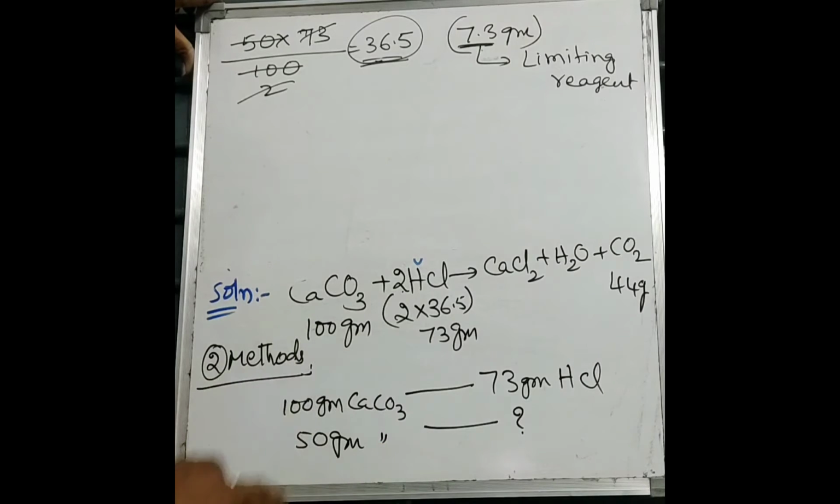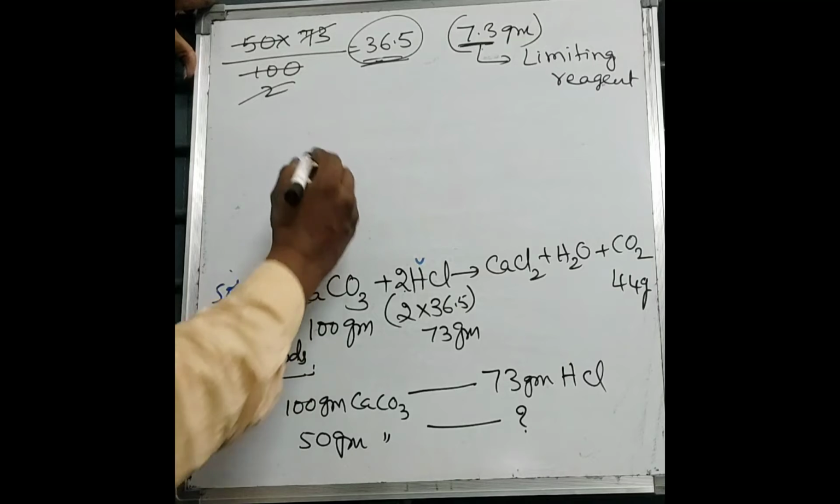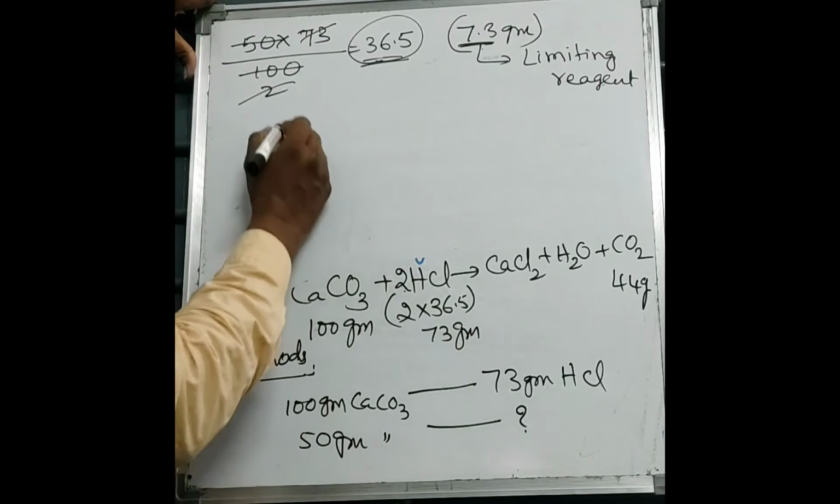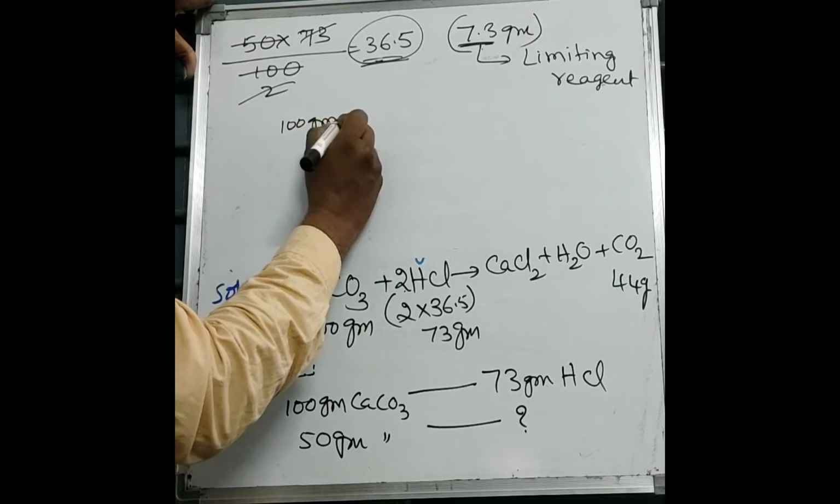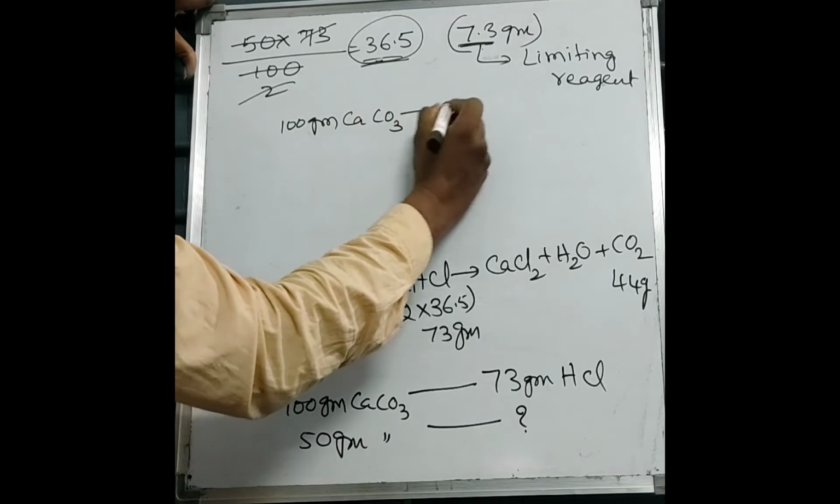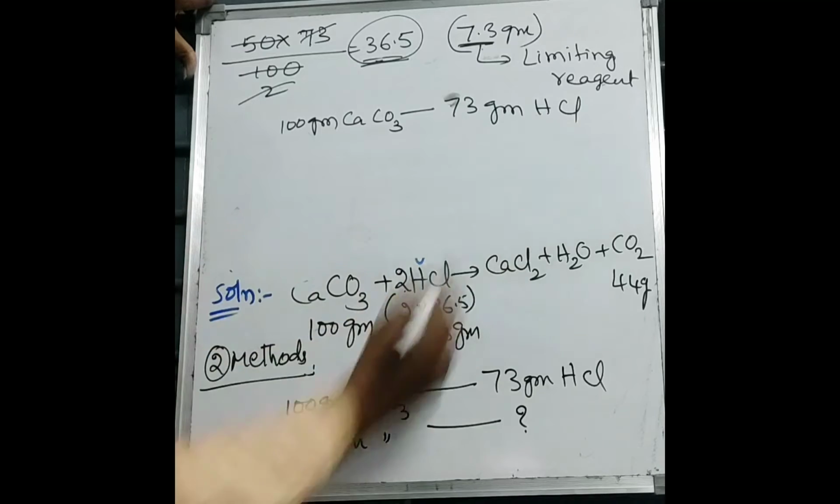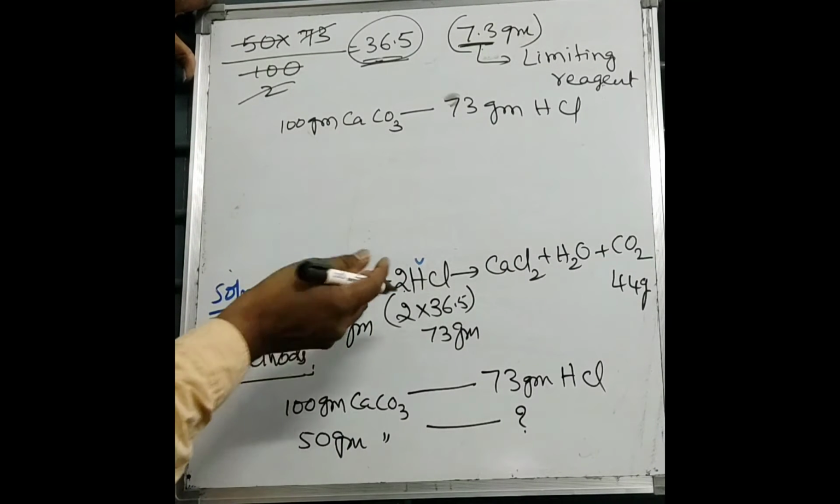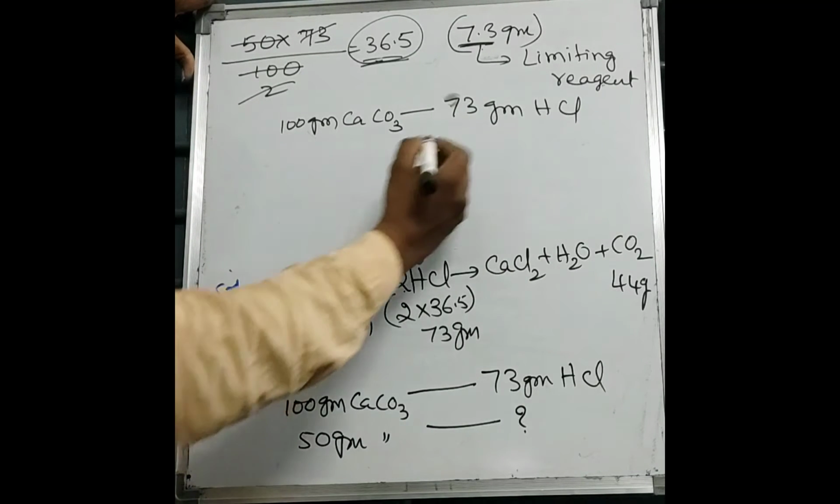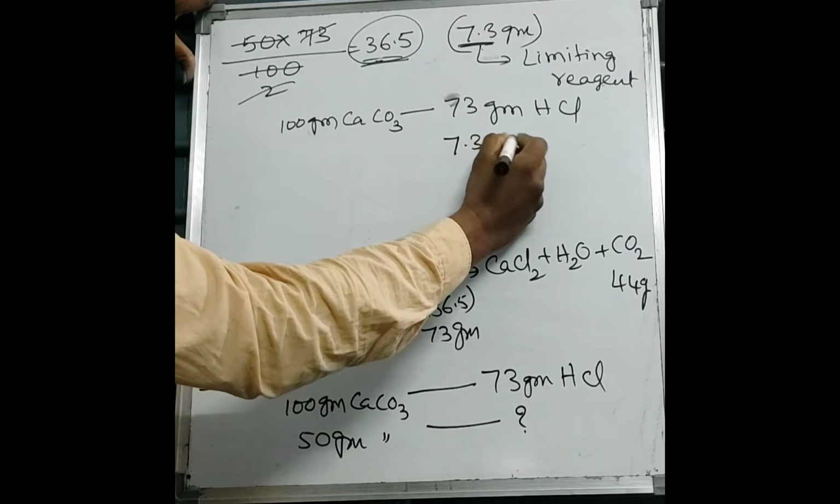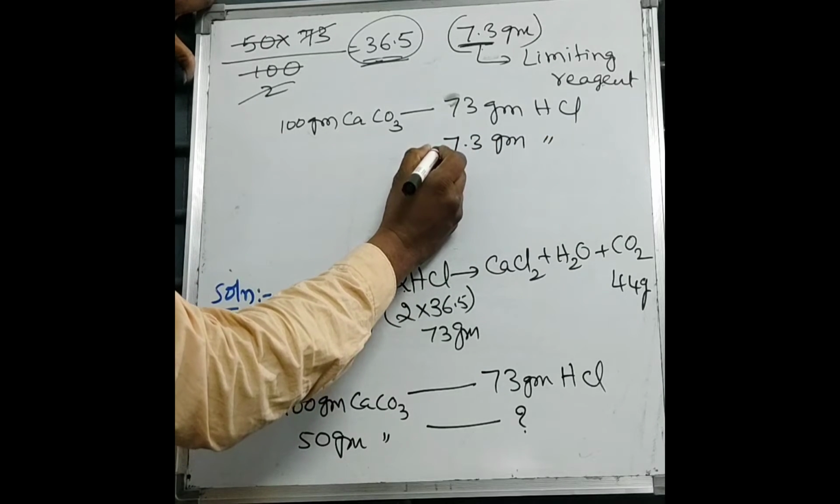And the other is excess reagent. We prove that excess reagent also. According to the equation, 100 grams of calcium carbonate requires 73 grams of HCl. But how many grams of HCl are there in the problem? 7.3 grams of HCl is there in the problem.